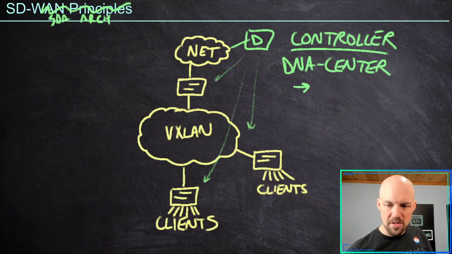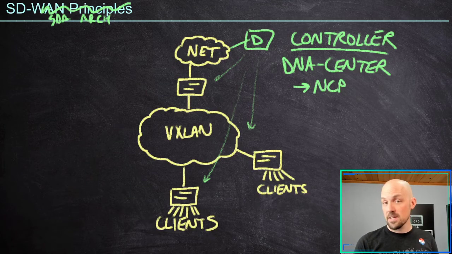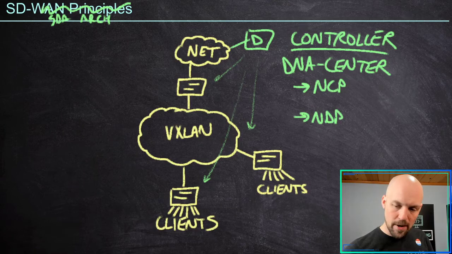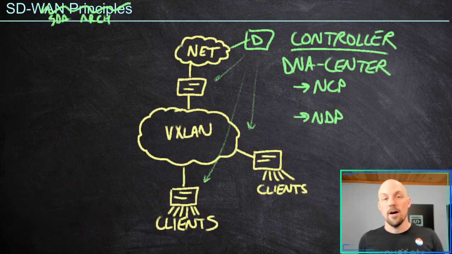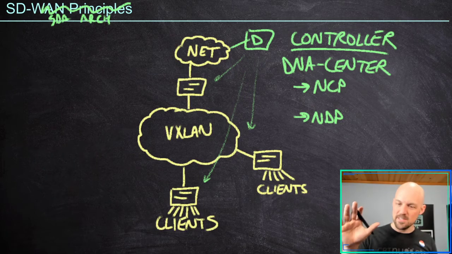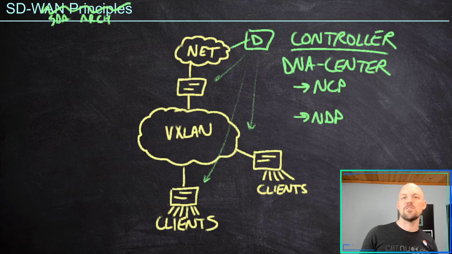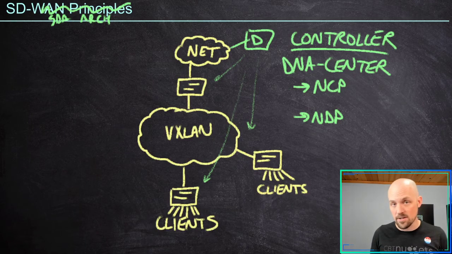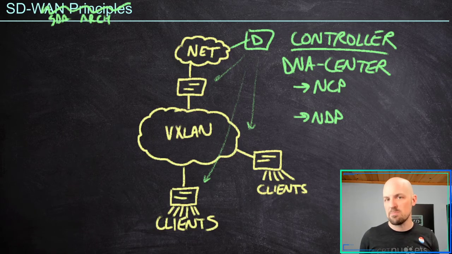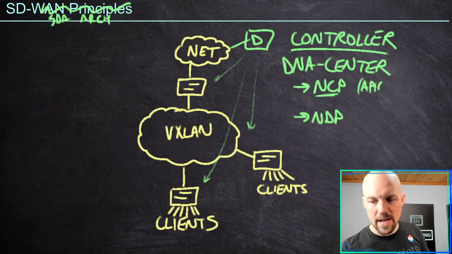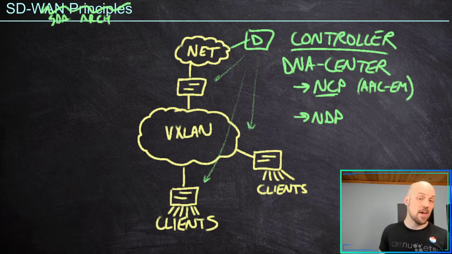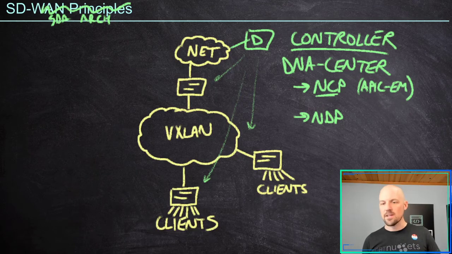DNA Center consists of two subsystems. We have the Network Control Platform, or NCP, and we have the Network Data Platform, or NDP. I believe we talked about it last time, but for those who have heard of APIC-EM, Application Policy Infrastructure Controller - Enterprise Module, oh my goodness, Cisco's APIC-EM platform was what Cisco was originally developing to be their automation platform before DNA Center. When they created DNA Center, they essentially rebranded APIC-EM and made it part of the DNA Center controller. So NCP used to be APIC-EM. If you haven't ever used APIC-EM, that's just a history lesson. It doesn't actually affect anything.